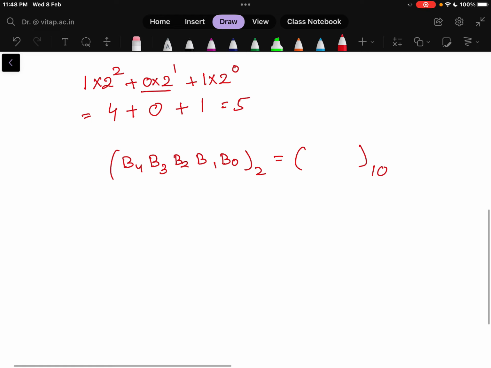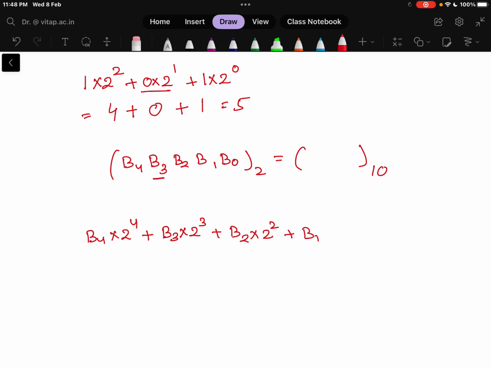A general formula I am saying. So, what is that? B4 into 2 to the power 4 you have to write, plus then the second is B3 into 2 to the power 3, plus B2 into 2 to the power 2, plus B1 into 2 to the power 1, plus B0 into 2 to the power 0. Whatever the answer comes will be your value in the decimal number.